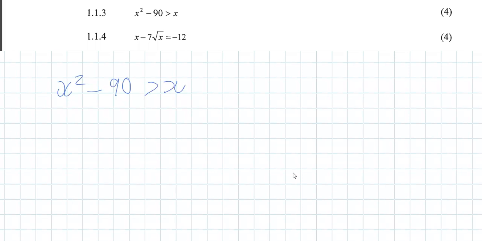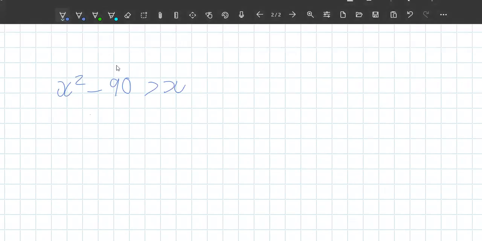Number 1.1.3, we have a quadratic inequality. So it's currently not in standard form. First thing, we bring the x over to the left-hand side by minusing x from both sides. And we end up with x squared minus x minus 90 equal to 0.